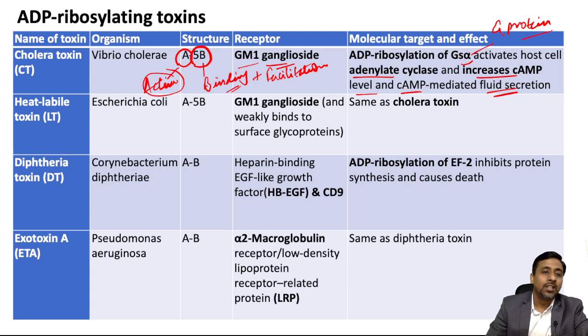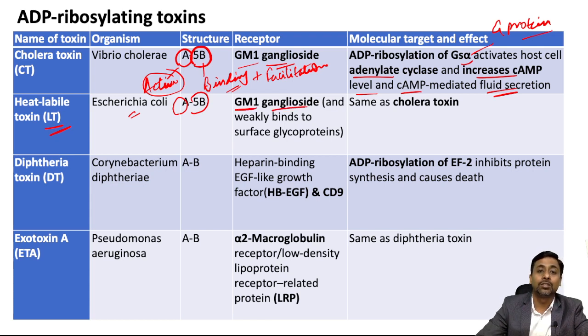Okay, this heat labile toxin or LT, which is produced by E. coli, as I told you in the question itself, has got a similar action to that of CT, that is cholera toxin, and the structure is also similar, that is 1 A and 5 B subunits, and the receptor is also similar, that is GM1 ganglioside.